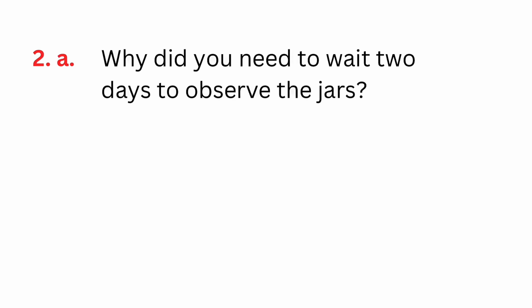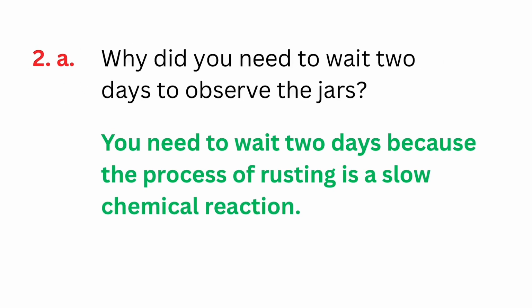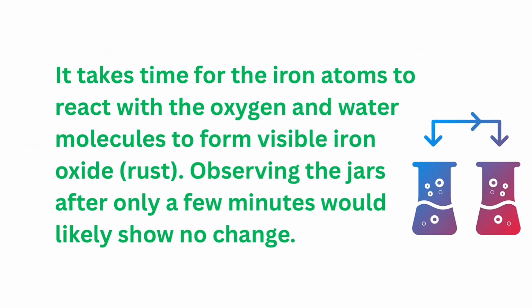Question number 2a. Why did you need to wait 2 days to observe the jars? You need to wait 2 days because the process of rusting is a slow chemical reaction. It takes time for the iron atoms to react with the oxygen and water molecules to form visible iron oxide rust. Observing the jars after only a few minutes will likely show no change.